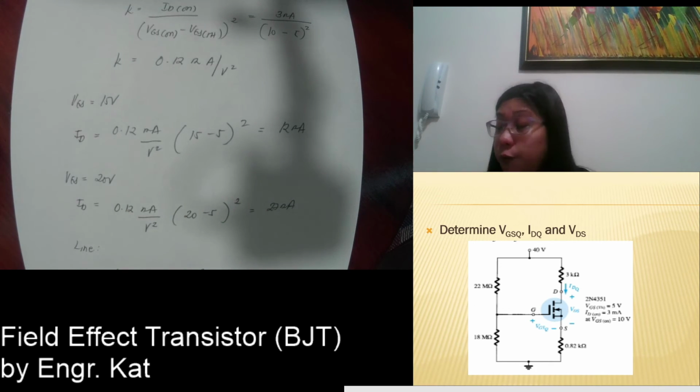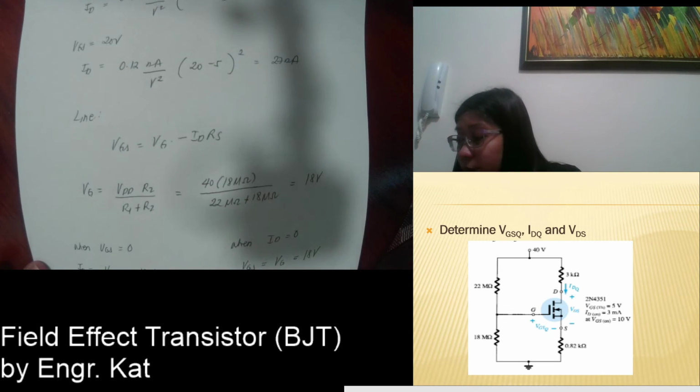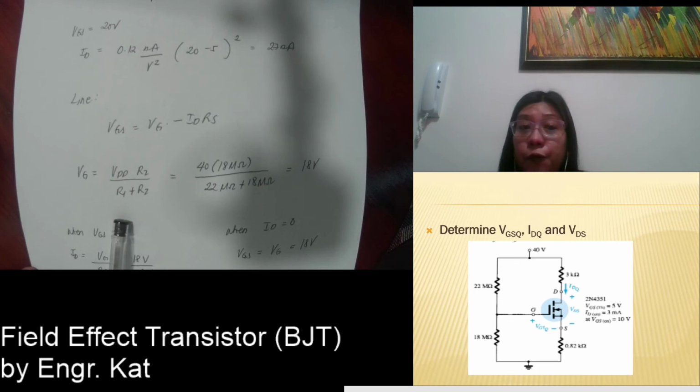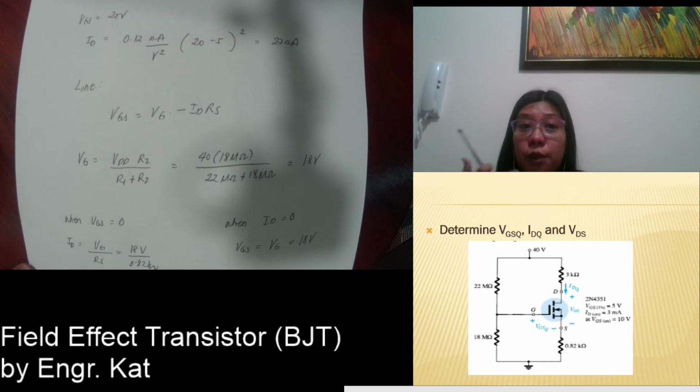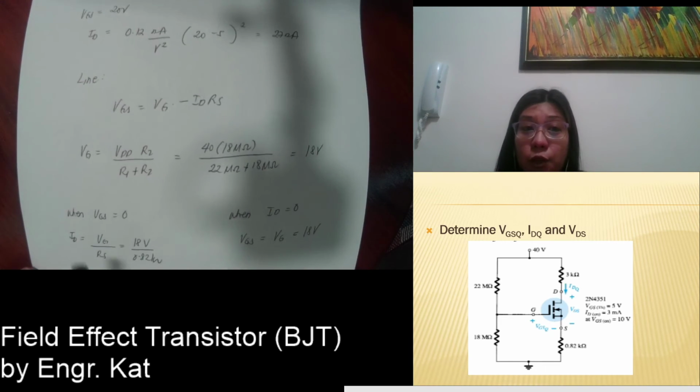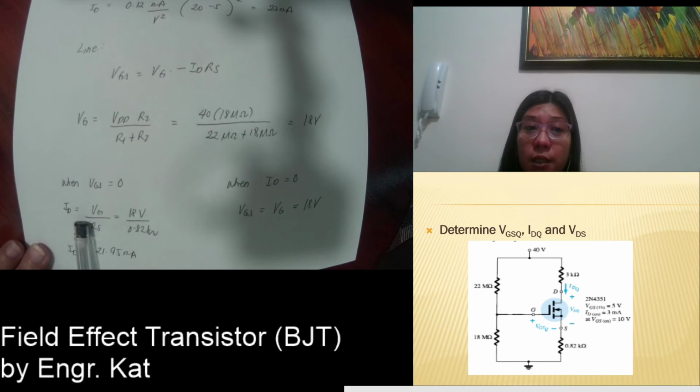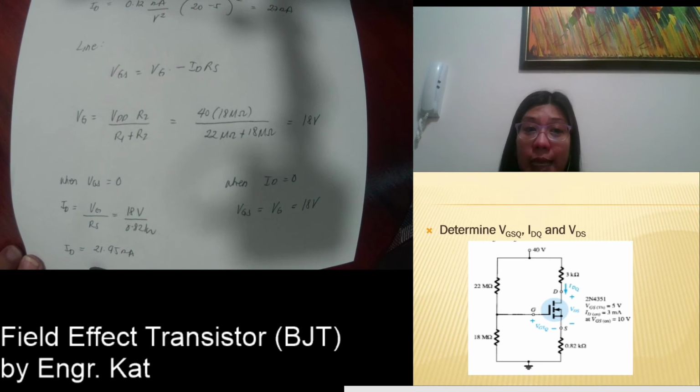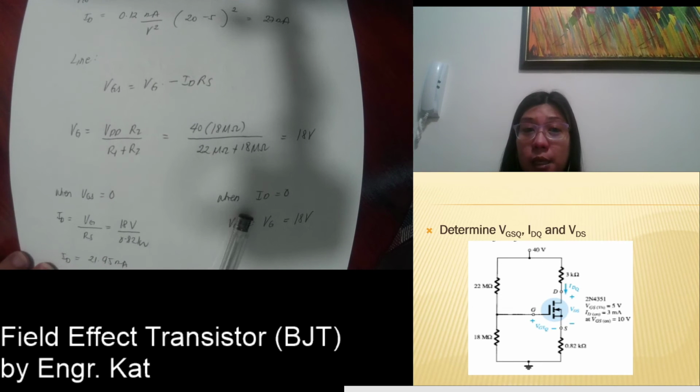Okay? So for the line, you need to solve for VG using the voltage divider formula. That will give you 18 volts. And then you're going to assume that VGS is equal to 0. That will give you an ID value. And when your ID is equal to 0, that will give you a VG value. Okay? Then you can draw the straight line.